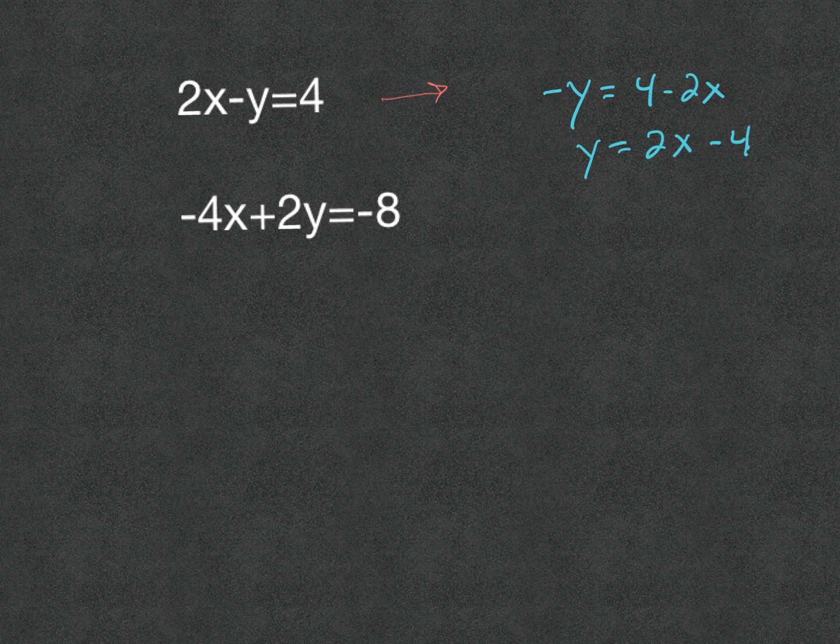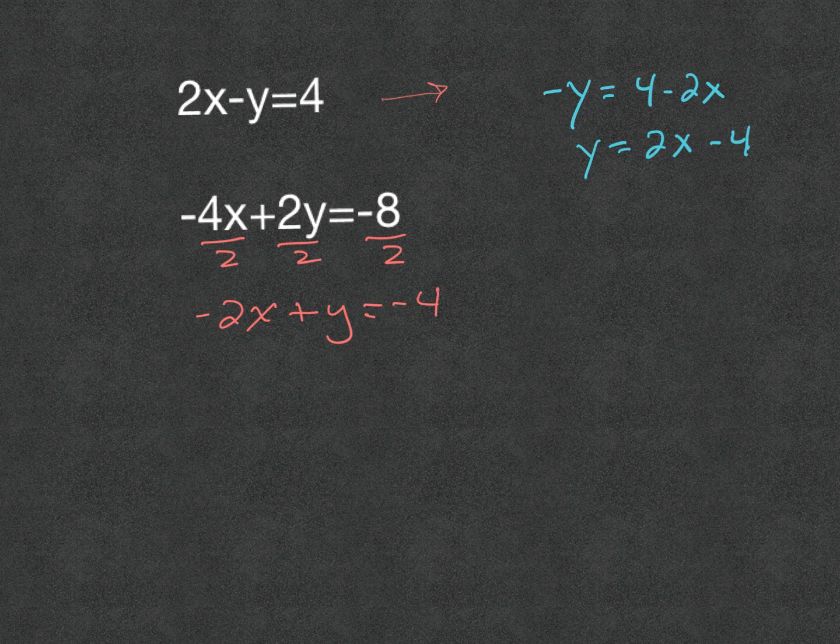What can you do with the second one? Remember, if they have the same factor, 2, you can always simplify. Simplify is the best thing to do. You get negative 2x plus y is equal to negative 4.